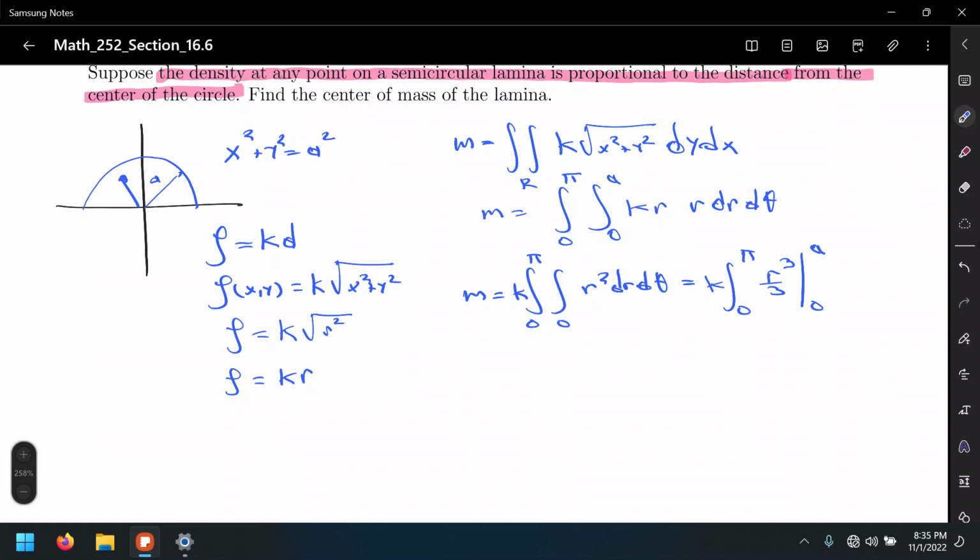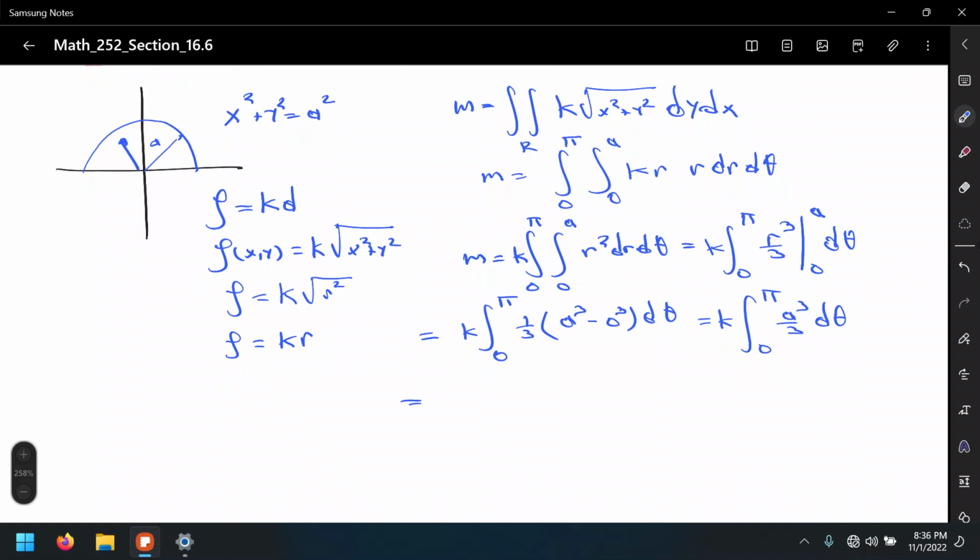Okay, this looks like a 9. Let me make it look like an a. And d theta. All right, so that's k times the integral from 0 to pi of 1/3 a cubed minus 0 cubed d theta, and in this case simply a cubed. So that's k times the integral from 0 to pi of a cubed over 3 d theta. But you know what? A cubed over 3 is another constant. How about we multiply it outside with the k? So this will be k a cubed over 3 integral from 0 to pi d theta.